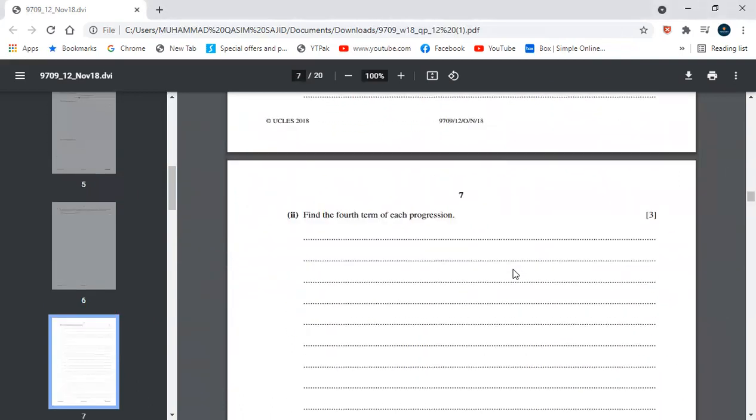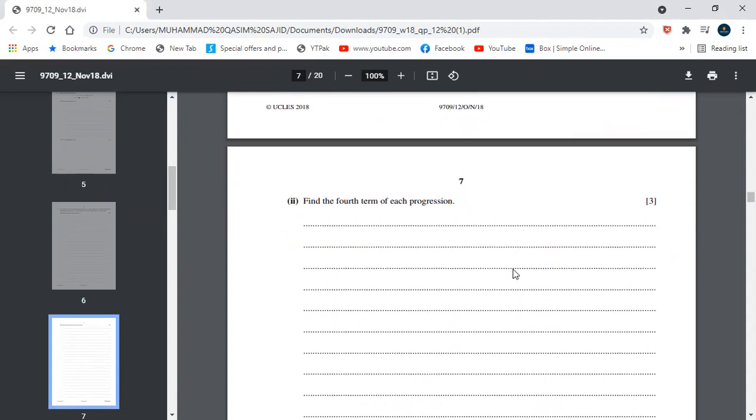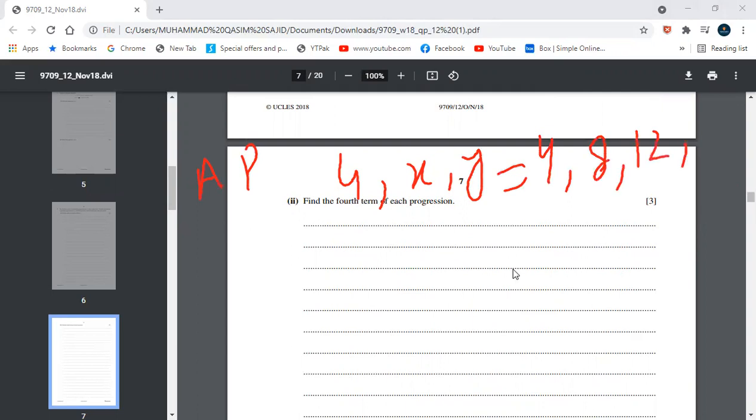Find the fourth term of the progression. So as the arithmetic progression, how to find the terms? The value for arithmetic progression is 4, x and y, as written before. So x equals to 8 and y equals to 12. So the difference is 4. So the fourth term is 16. Is this clear? Yes. Now for arithmetic progression, the fourth term is 16.